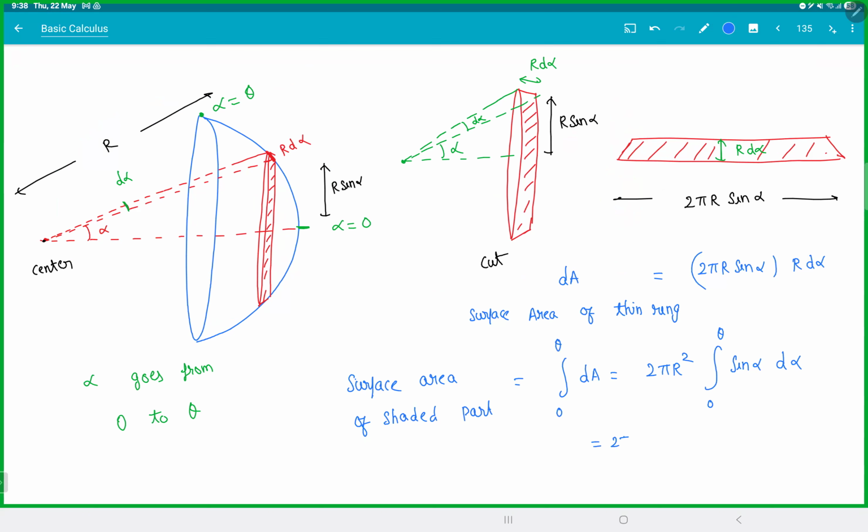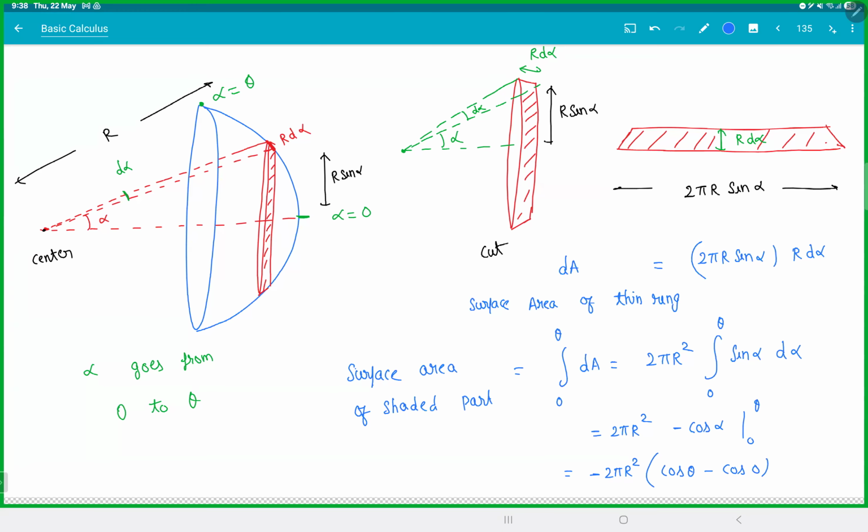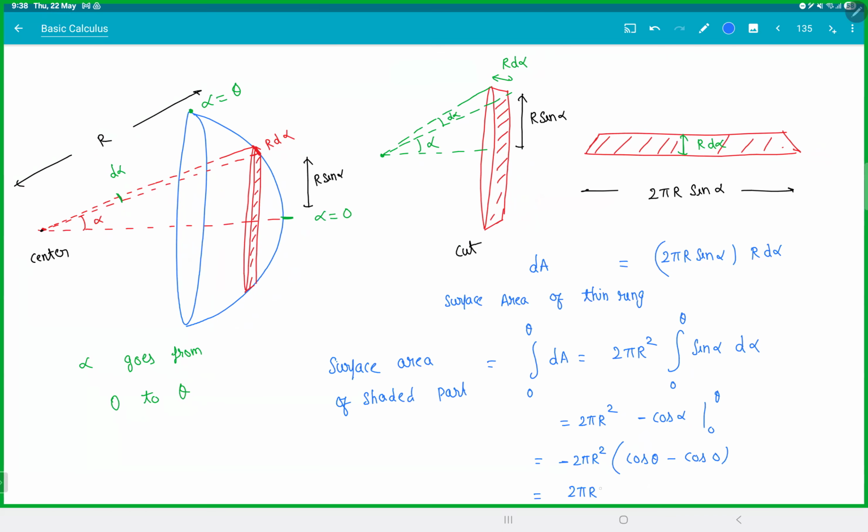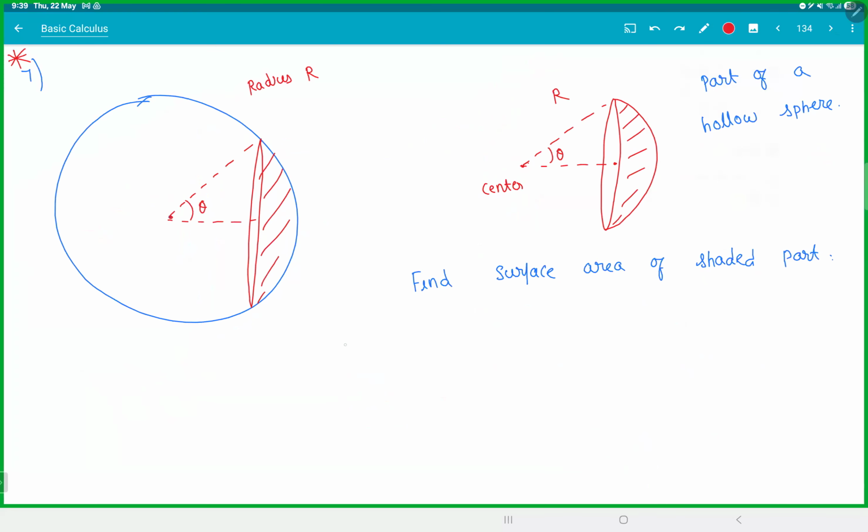Sine alpha's integration is minus cos alpha. Limits will go from 0 to theta. Cos 0 is not 0, it is 1. So 2 pi r square into cos theta minus cos 0. The answer turns out to be 2 pi r square into 1 minus cos theta. Pretty important result. Surface area is 2 pi r square into 1 minus cos theta.